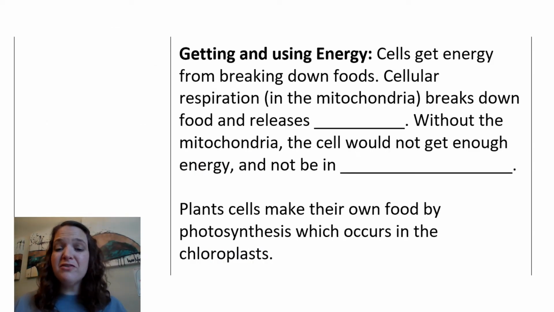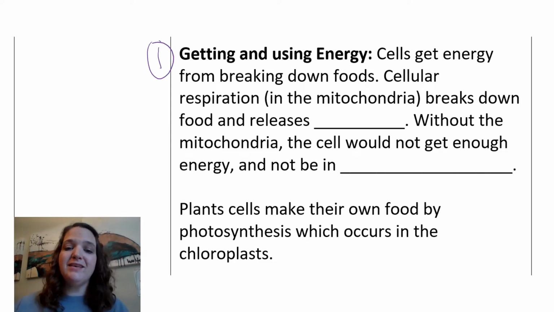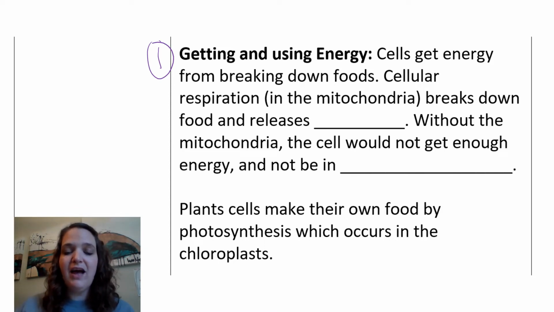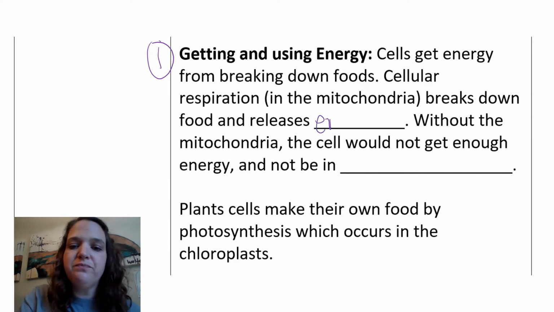There are several different ways that a cell maintains homeostasis, and one of them is by getting and using energy. Cells get energy from breaking down foods, and this happens in the mitochondria through a process called cellular respiration. Remember back when we were studying cells before spring break, we learned all about the mitochondria and how it produces energy for a cell. This happens through cellular respiration. It is breaking down the food that we get, the nutrients from the food that we eat, and that releases energy.